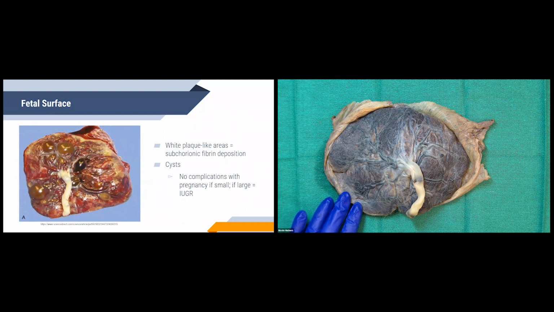And another abnormality that we can get with the fetal surface would be cysts. And these cysts usually cause no complications with the pregnancy if they're small. However, if they're very large, they can cause intrauterine growth restriction.